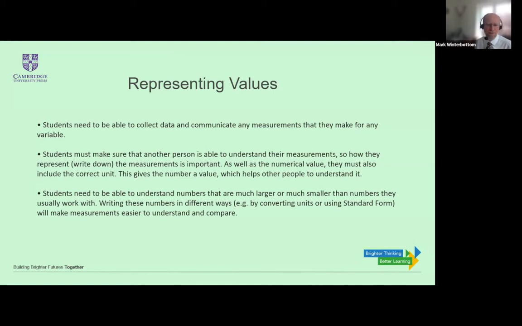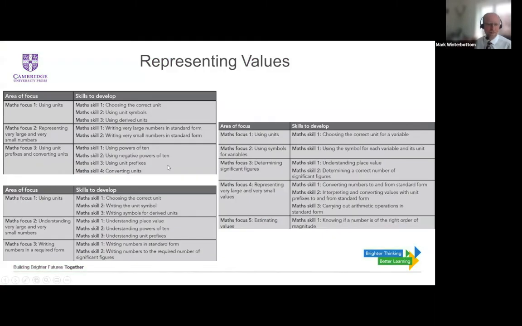The students must be able to understand numbers much larger or much smaller than numbers they usually work with. Writing them in different ways, e.g. by using standard form, will make things easier to communicate. That's where representing values is represented in each of the sciences: biology, chemistry, math, and physics.